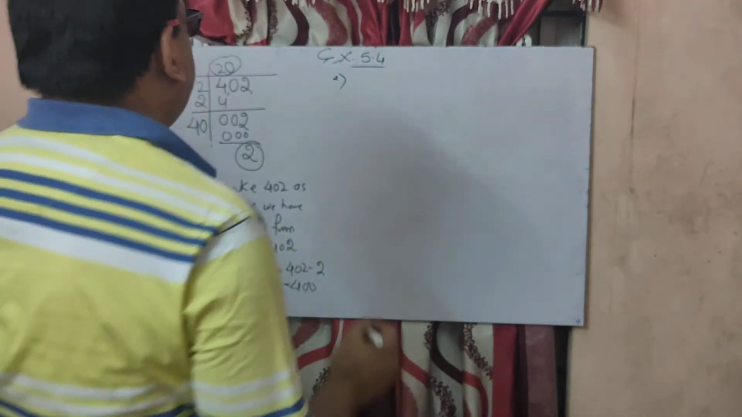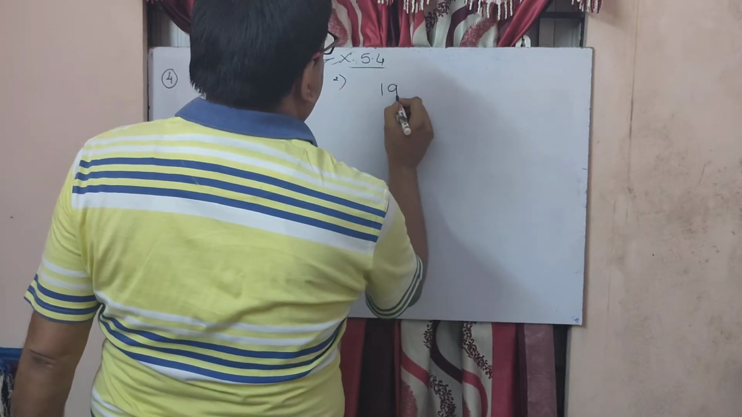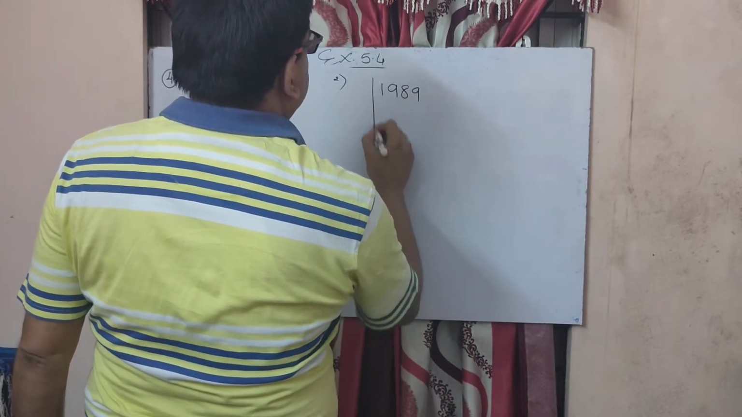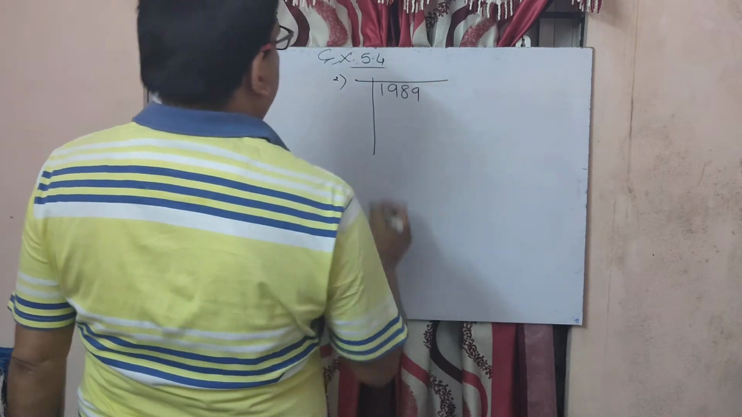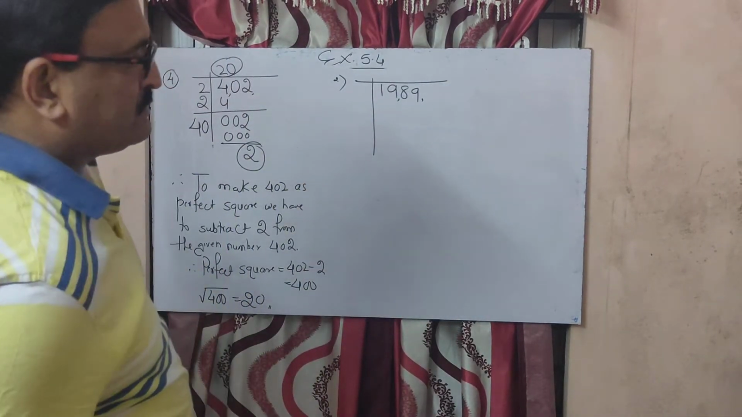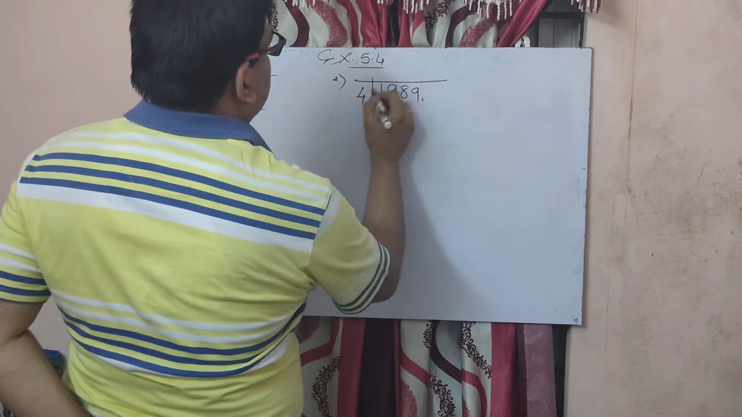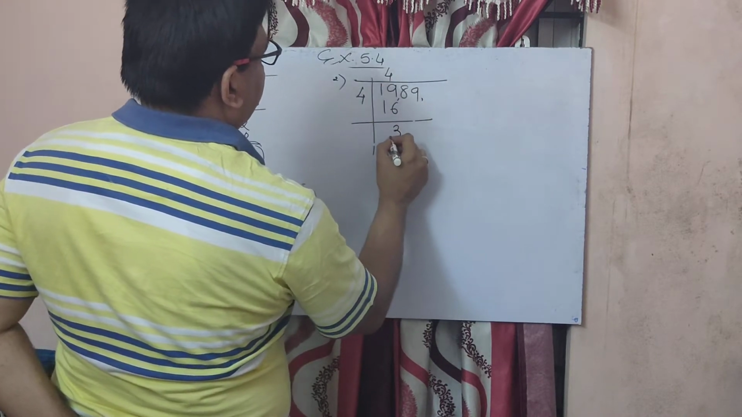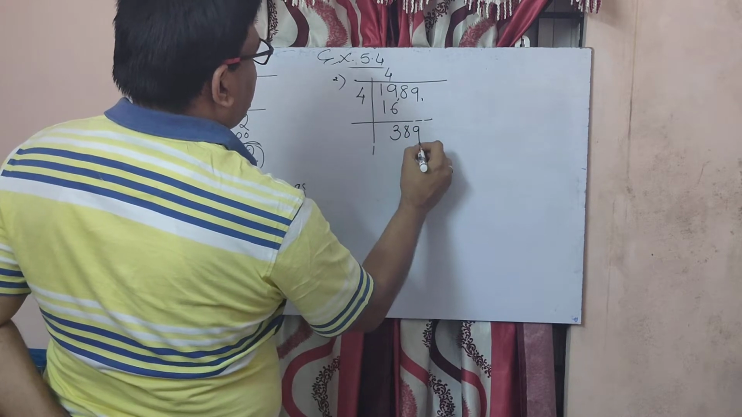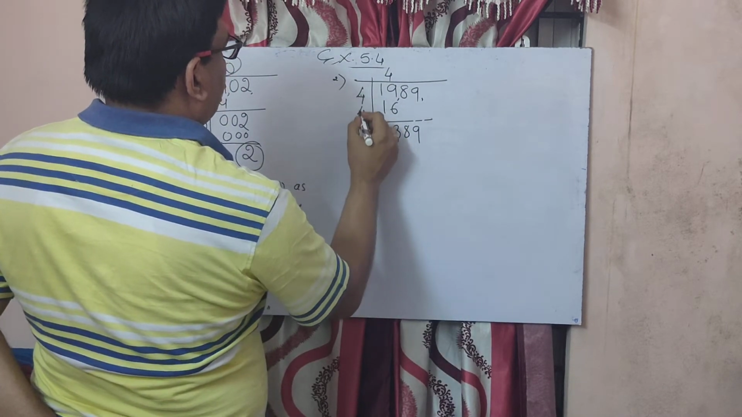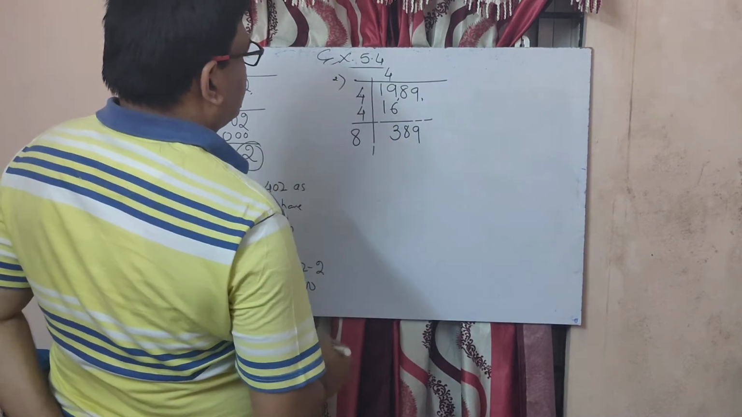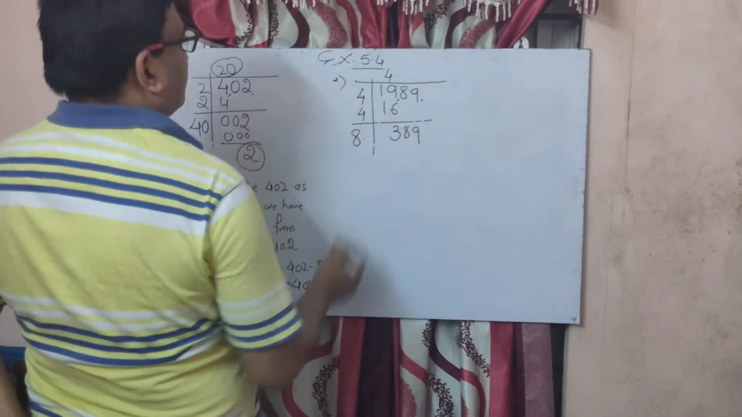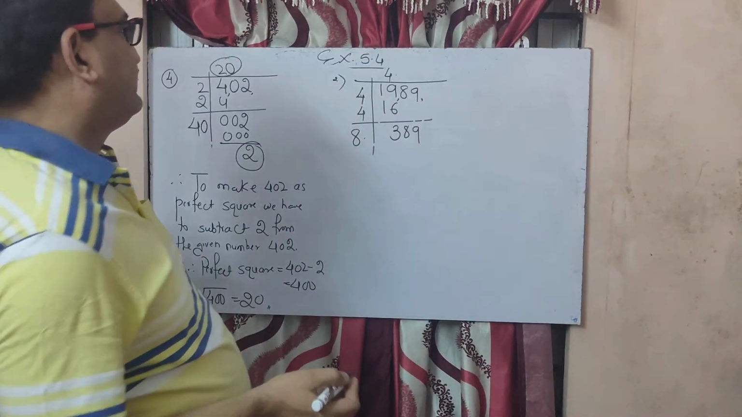1989. The next number is 1989. Same thing again, you have to do it, 2 2. Now 4 4s are 16. How much remaining? 3. So you have to take down 89. Add 4, 4 plus 4, 8. So whatever you are going to write, you have to write here only. So you have to check it.